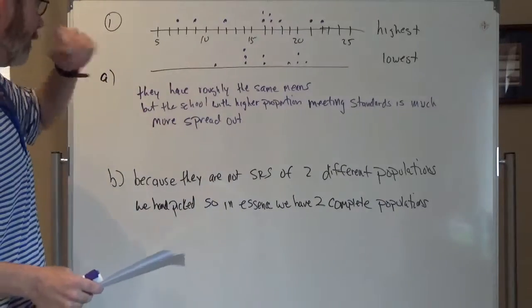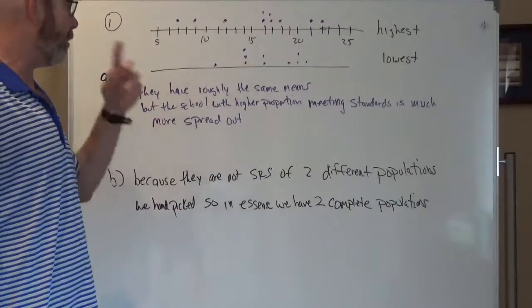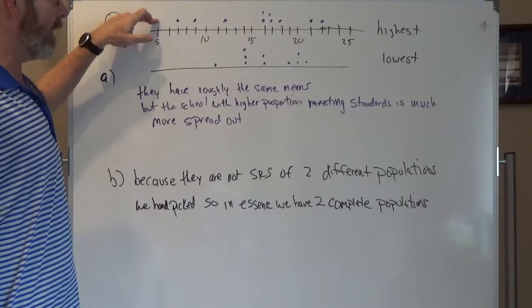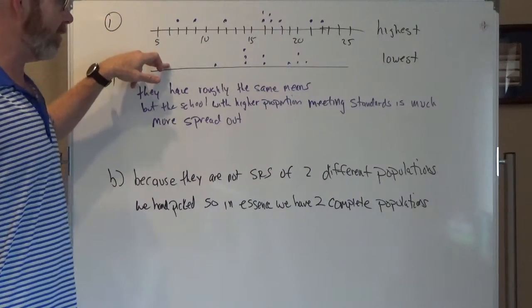So there's my little dot plot. Try to put them together so you can compare a little bit. Very straightforward dot plot here. This is the dot plot for the schools that had the highest percentage meeting standards. These are the ones for the lowest.